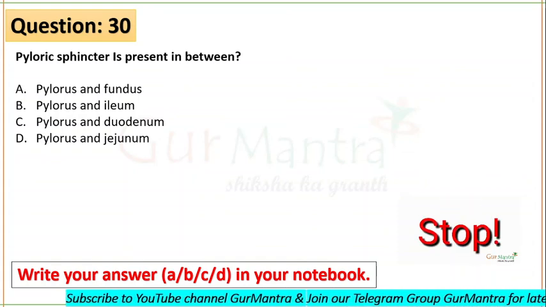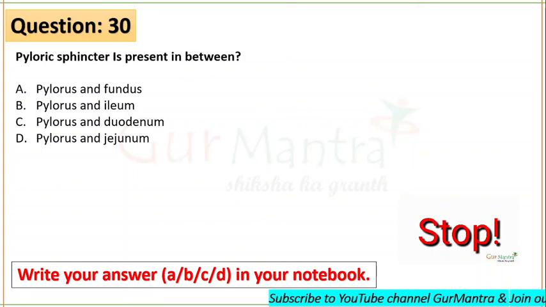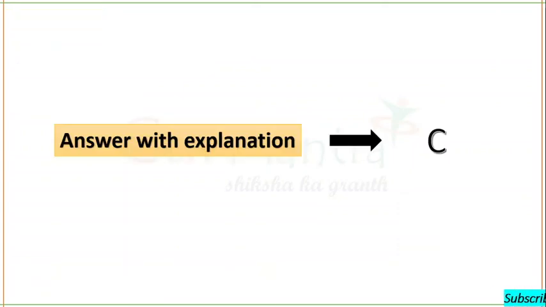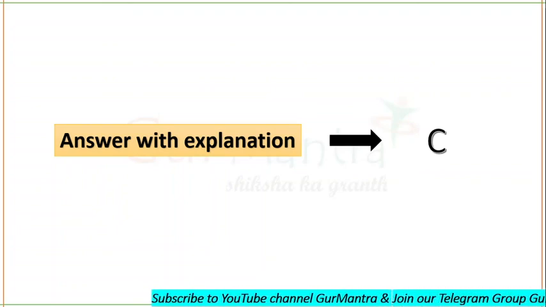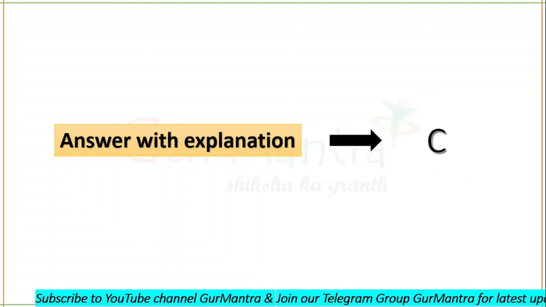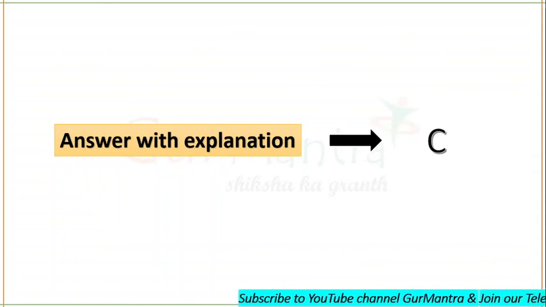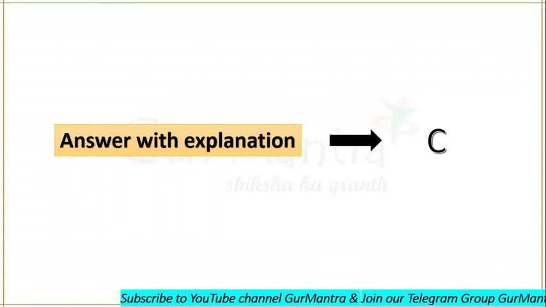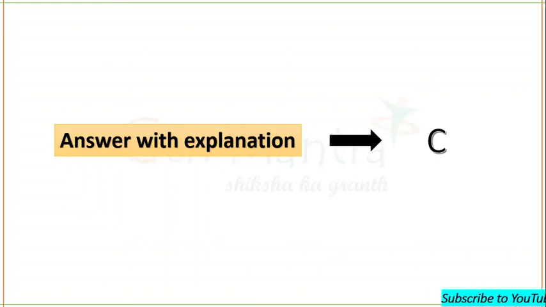The pyloric sphincter is present in between the pylorus and duodenum. The duodenum is the first part of your small intestine. C is your right option. That's all for today's practice session. In the next section, you will have more and more questions on the digestive system, and then we will be covering the excretory system, but we will be studying the excretory system in detail, as I think that you are pretty good in the digestive system. You already know many things about it. That's why I thought of not explaining all the things and just giving you the practice session.